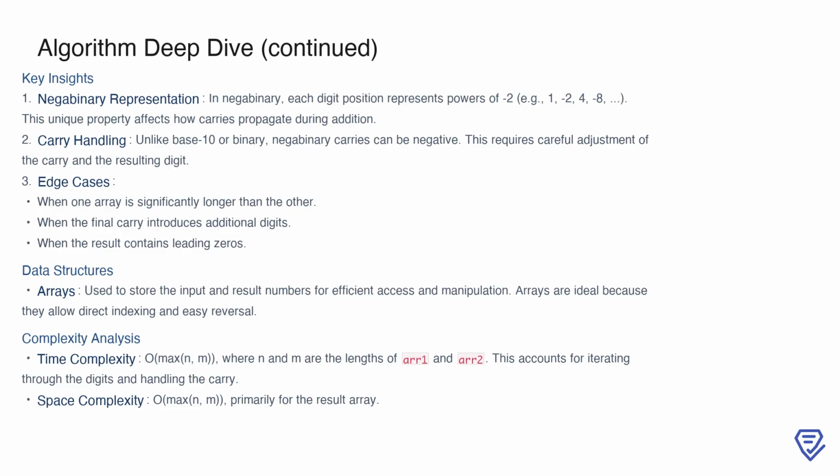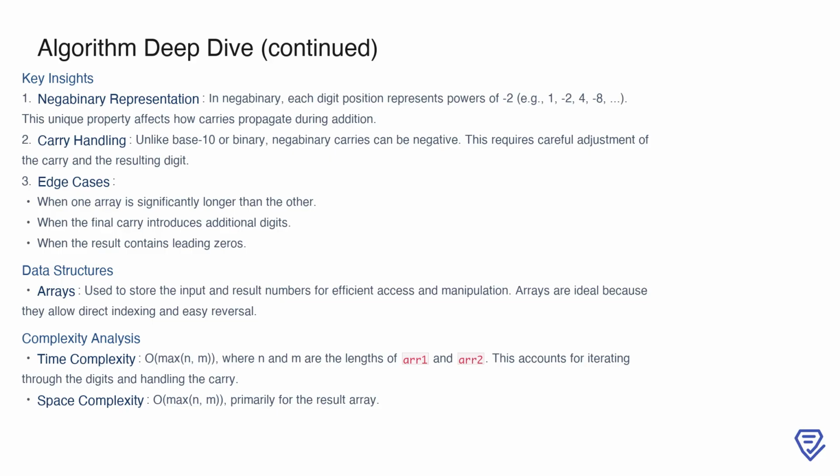Additionally, we must handle edge cases, such as when one input array is much longer than the other, or when the final carry introduces extra digits that extend the length of the result. Another edge case involves removing leading zeros to ensure the result is in its minimal representation. If the result becomes empty after this step, we return 0.